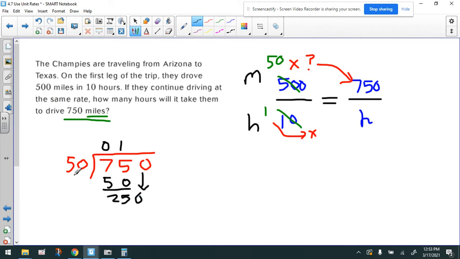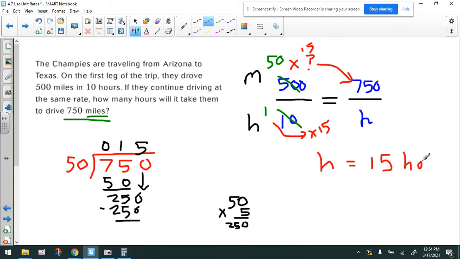All right, and then if we do times 5, let's try that over here. 50 times 5 does equal 250. All right, so that worked out evenly. And we got 15. All right, so that magic number then is 15. So that means if we do 1 times 15, we'll get the answer, which would be 15 hours.